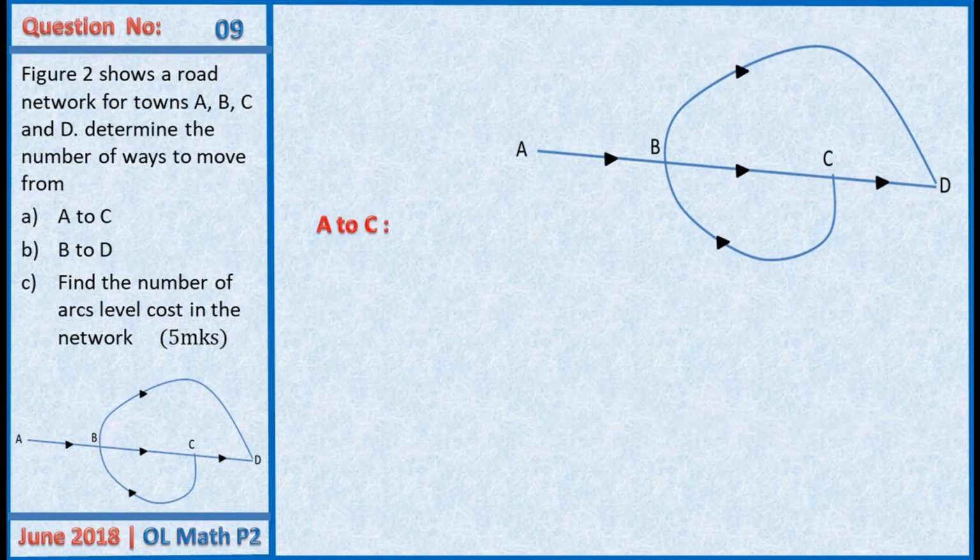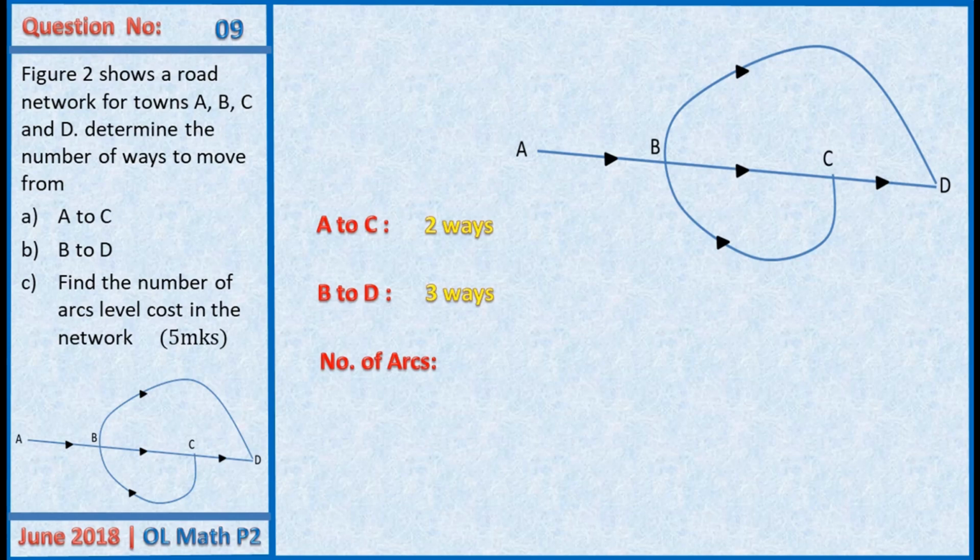So to move from A to C, we can move as follows. We can move from A to B to C following a straight line, or we can move from A to B and then move downwards round to C. So there are 2 ways. Then to move from B to D, we can move in 3 ways as follows. Move from B upwards to D, from B to C and then to D, and then you can move from B downwards round to C, and that gives us 3 ways.